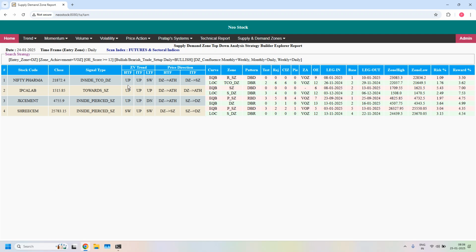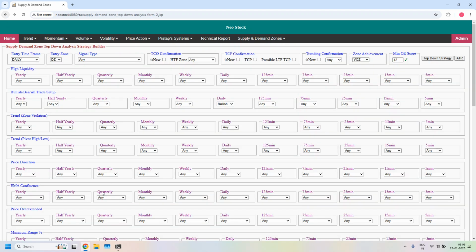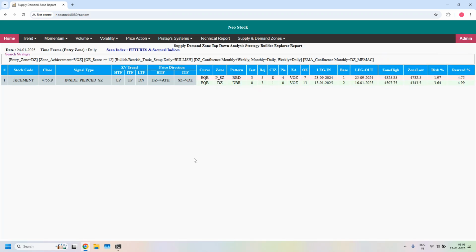Out of these 4, first 3 are having uptrend. If any of these 3 stocks are having a monthly EMA confluence, they are even more high probability trade setup supported stocks. So in the EMA confluence, monthly time frame, I am filtering based on monthly demand zone having monthly EMA confluence. Now one stock is filtered, so this is even more high probability trade setup, daily demand zone.